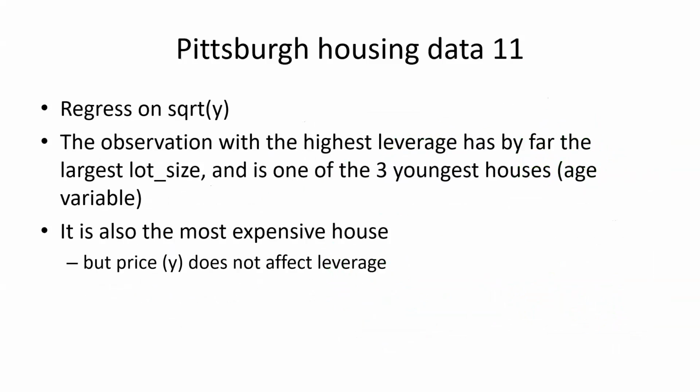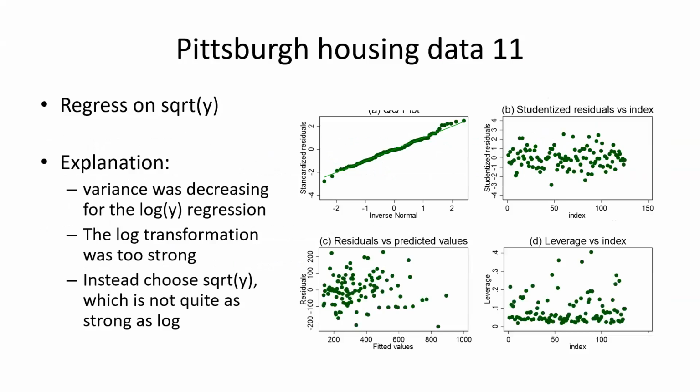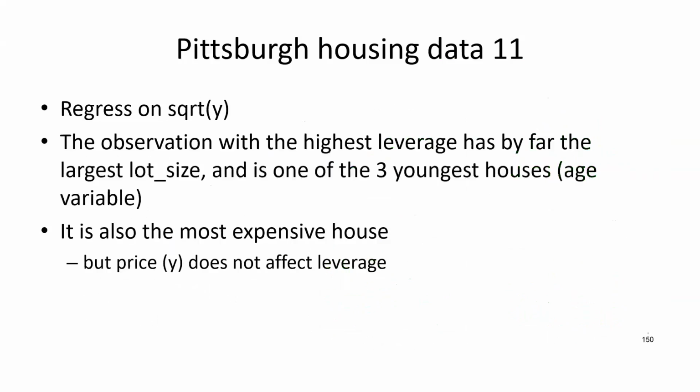Okay, one other comment is on the last plot. I had leverage values that were moderately large. The largest one was around 0.4. I just briefly go back. See 0.4 here. It's not very far from the others, but the absolute magnitude is maybe a little large, I don't know. And just for curiosity, I looked at where this is coming from, and that particular observation had the largest lot size and was one of the 3 youngest houses.